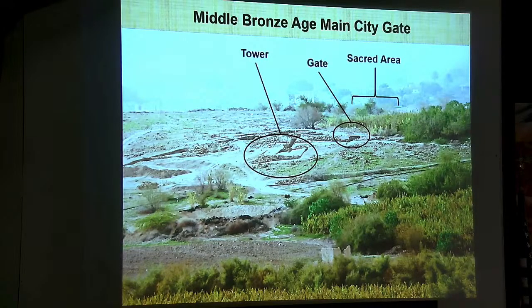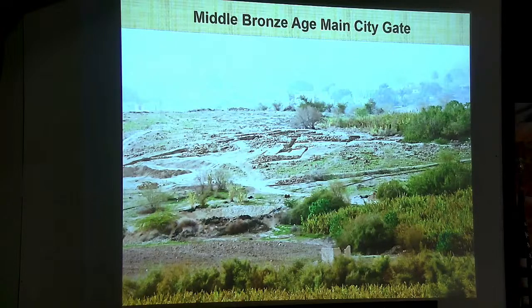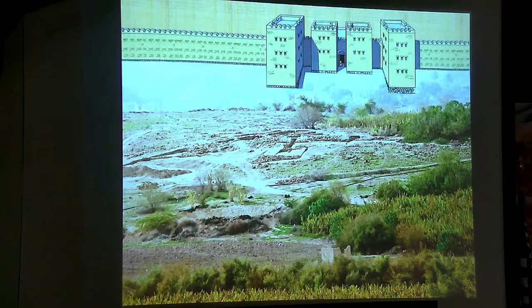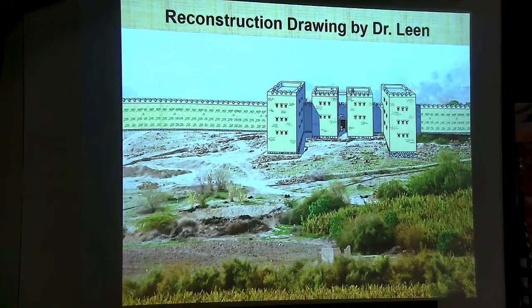And this is our architect's reconstruction of what that gate might have looked like. Okay, big. He shows here a 4-story tower. It could have been 5, it could have been more. We're not sure. Okay, big. City gate, main entrance into the city.